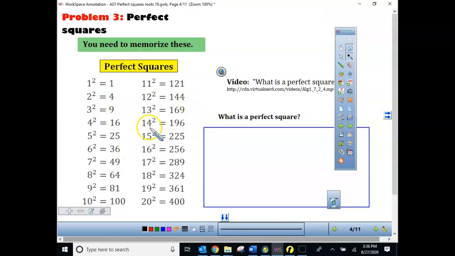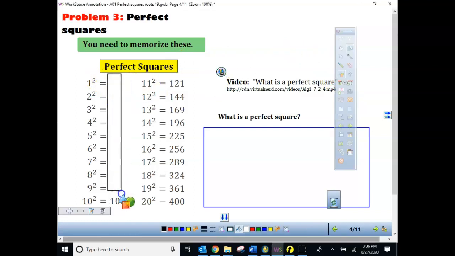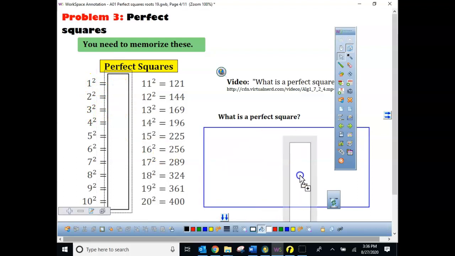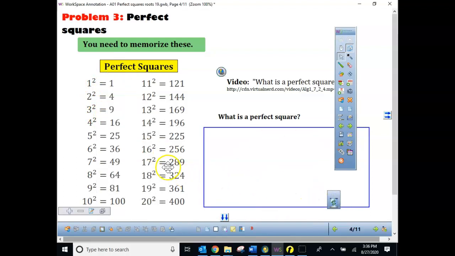This is a list of squares that you actually need to memorize. So what I'm going to do is, at one point, you'll see me have a quiz that'll look something like this. And I'll have all of this covered up, and I'll say, okay, tell me, what is 1 squared, 2 squared, 3 squared? And if you know those multiplication facts, this is going to be pretty easy for you.